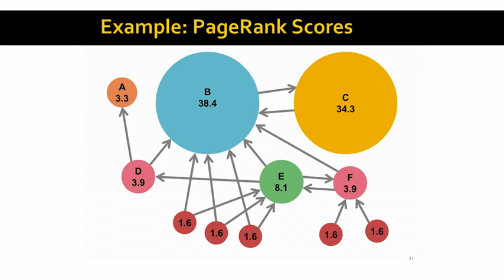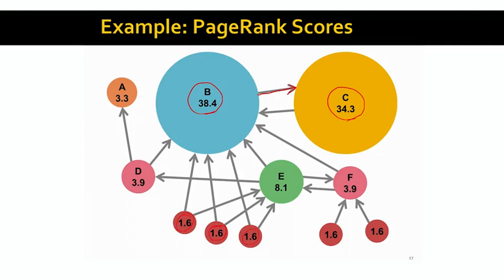We see, for example, that node B has a very high PageRank score. The reason why it has a high PageRank score is because lots of other pages point to it. For example, node C also has a relatively high PageRank score, even though it receives only a single incoming link. The reason why C has a high PageRank score is because this very important node B is pointing to it. And then, you can see that these very small dark red nodes have relatively small PageRank scores.